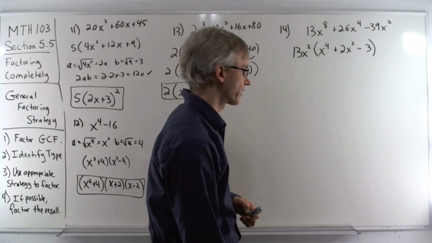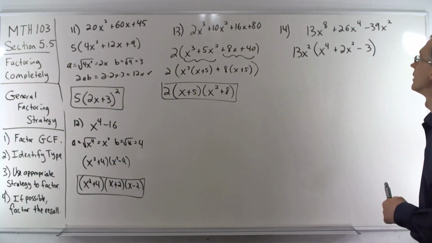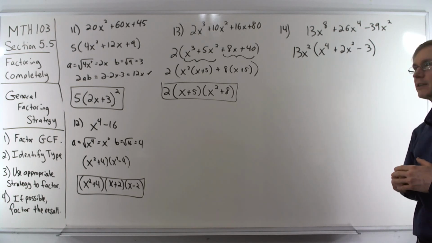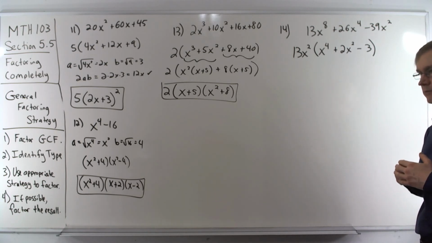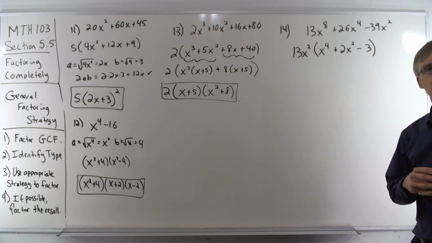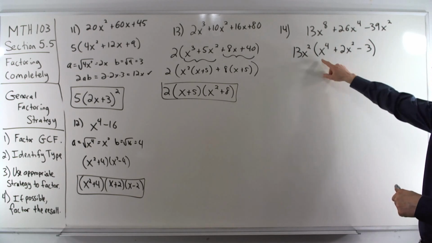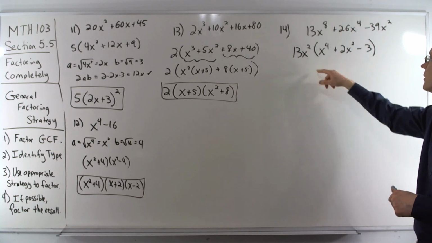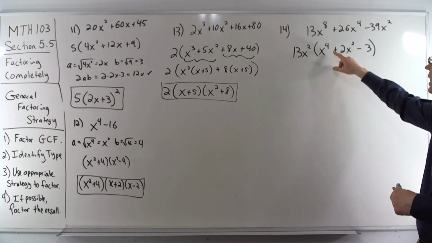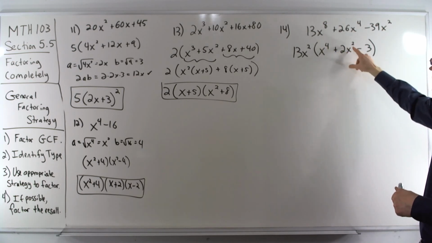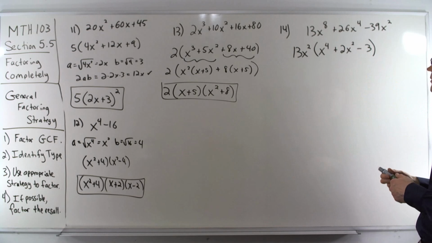Now with this one, we're going to have to get a little crafty. This is kind of an extra credit problem. You won't see one like this on your exam, but it's a good technique to know, especially if you're going to go on to 104. So we've got something that kind of looks like a quadratic here, because we have this x to the 4th term, which is double the exponent of what we have in the middle term, and then we've got a constant term over here.